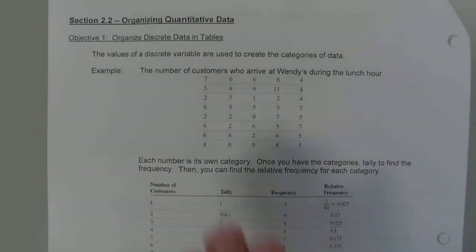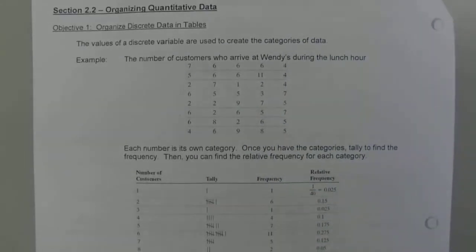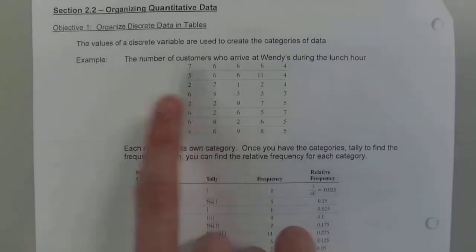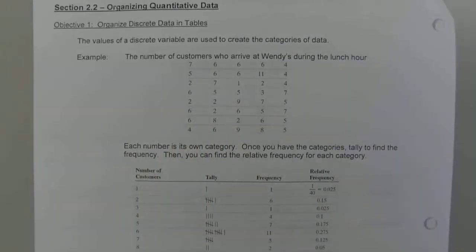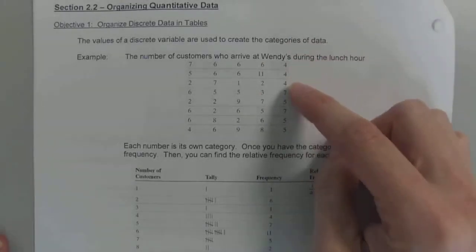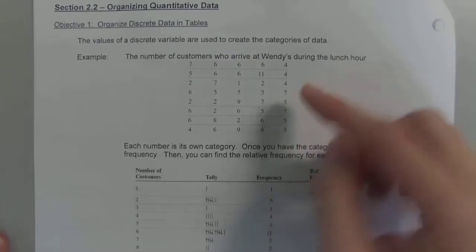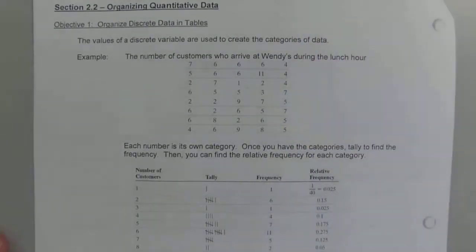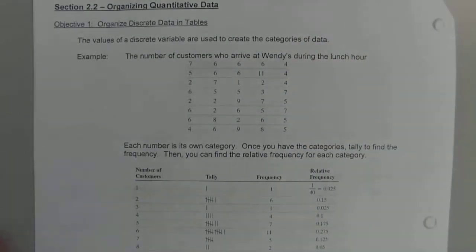How can we organize just using tables? I pulled this from your book, okay? This data represents the number of customers who arrive at Wendy's during the lunch hour. So they decide that 11 to 1 is the lunch hour, and every day they say there were 7 people that came, 6 people that came, 6 people that came, and so forth. So this is 1, 2, 3, 4, 5, 6, 7, 8. 8 weeks of data for lunch hour arrivals at Wendy's, all right?